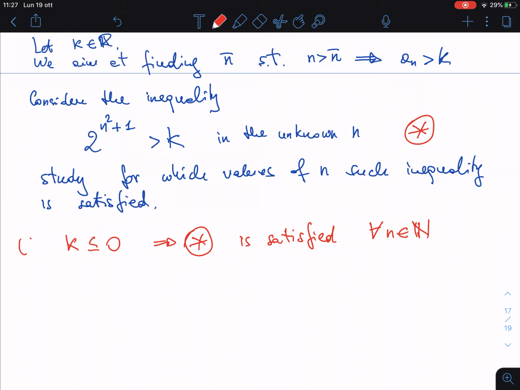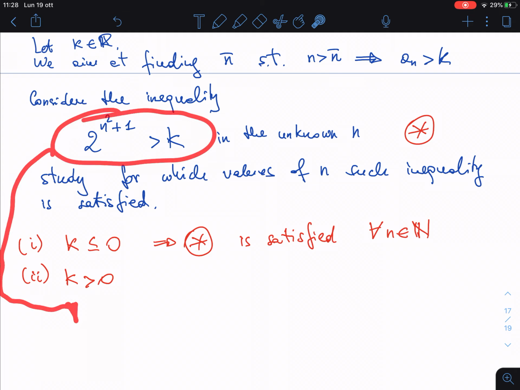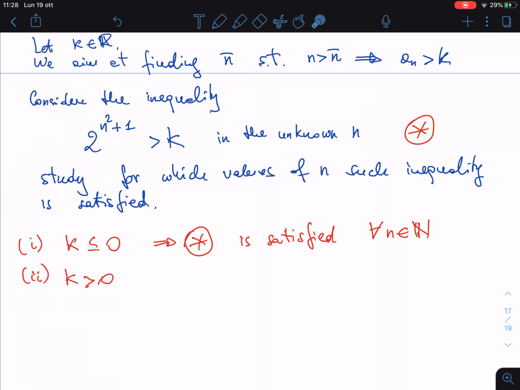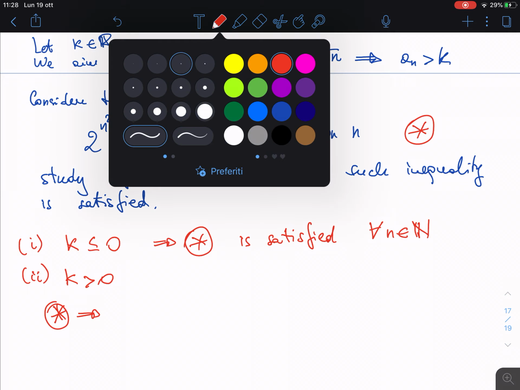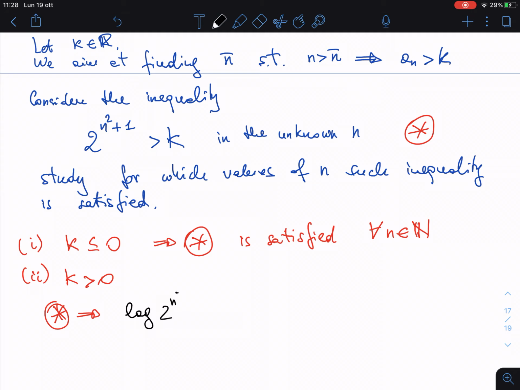The second case, more interesting, is for k positive. So we start from this inequality here, and then we take the logarithm of both members. Why? Because logarithm is a monotonic function, and a monotonic function simply respects the inequalities. So from asterisk we have that the log in basis 2 of 2 to the power n squared plus 1 has to be larger than the log in basis 2 of k.